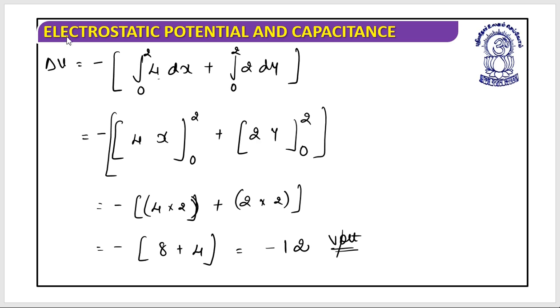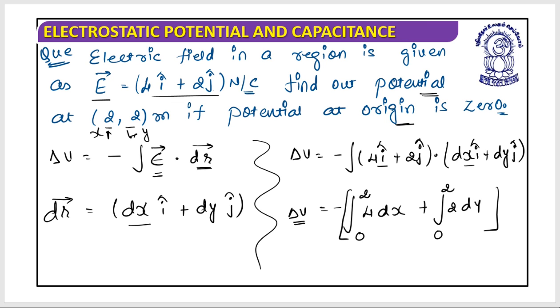But before we do an integration, you need to assume a dr, and that dr would always be dx i plus dy j cap kind of thing. And then you need to perform a dot product with the electric field. Yes, why dot product?